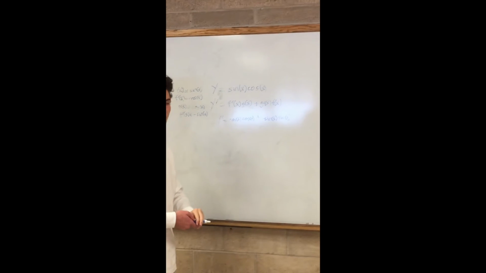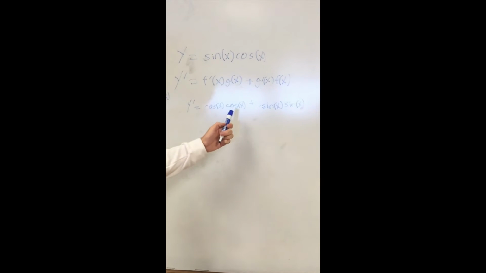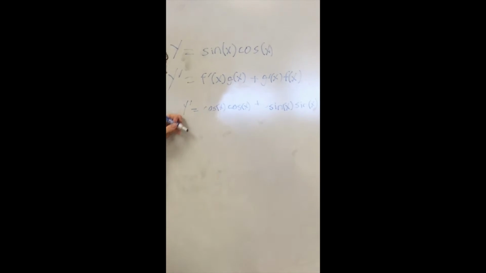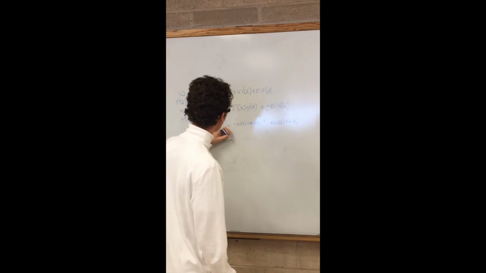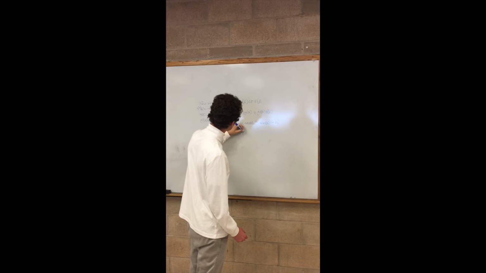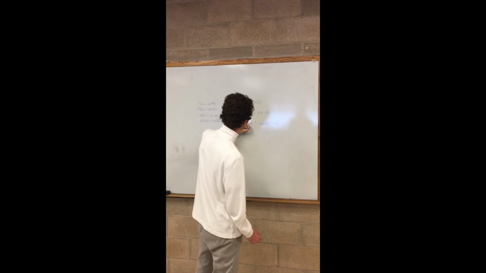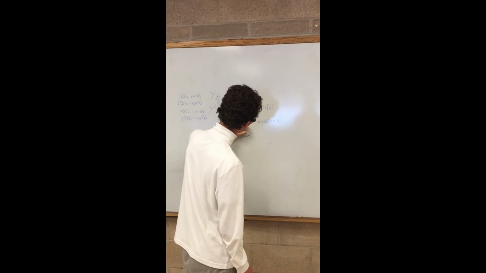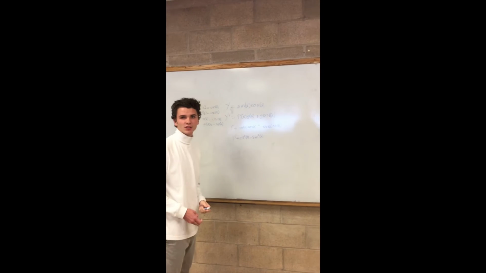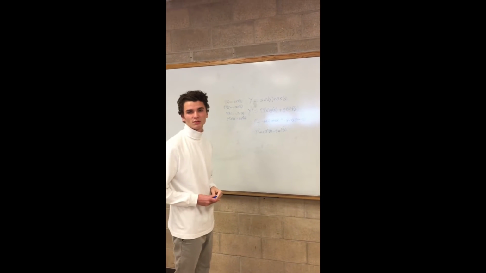We can take it a little bit further though, because obviously we have a cosine times a cosine here, and a negative sine times a sine there. So as our final answer, we can get y prime equals cosine squared of x minus sine squared of x. And that is how you use a combination of derivative rules and the product rule to find the answer.